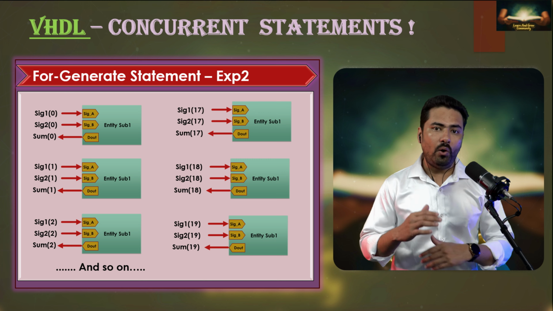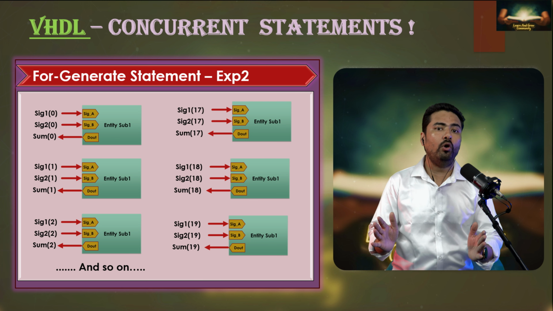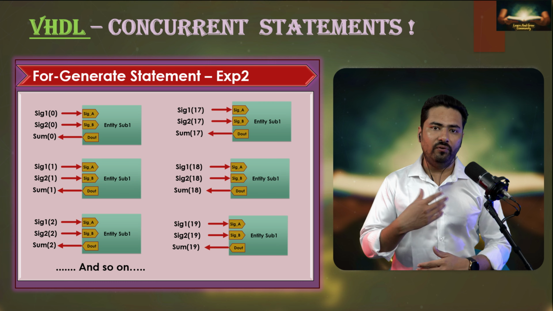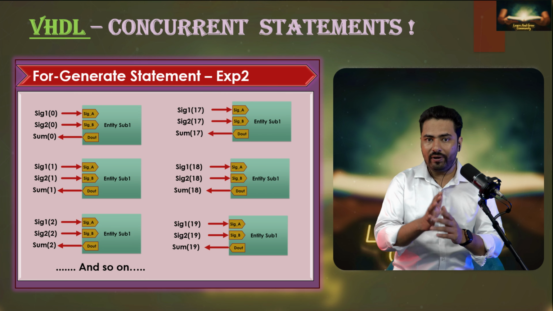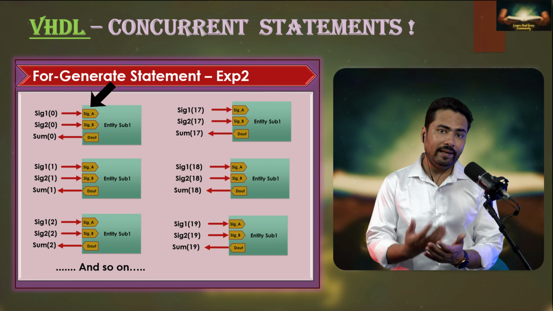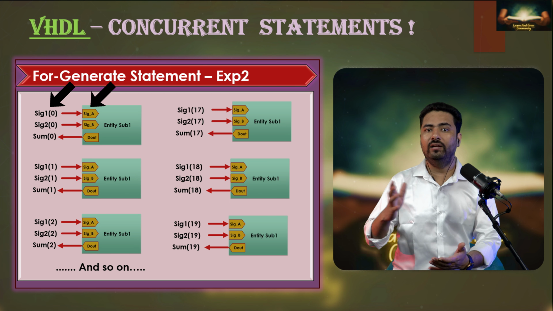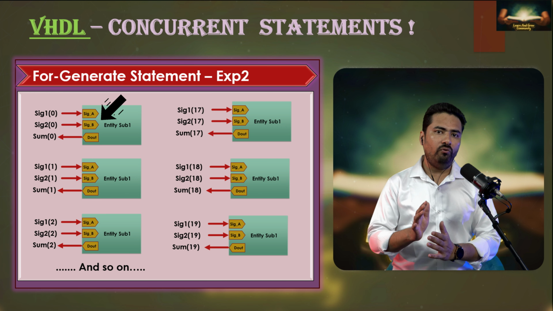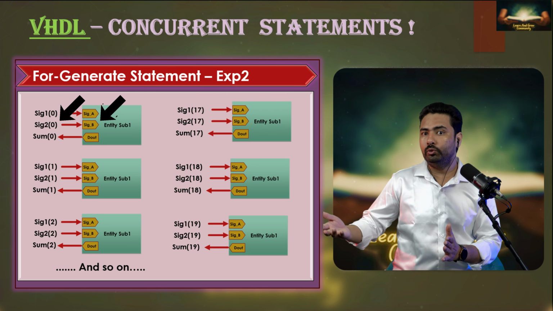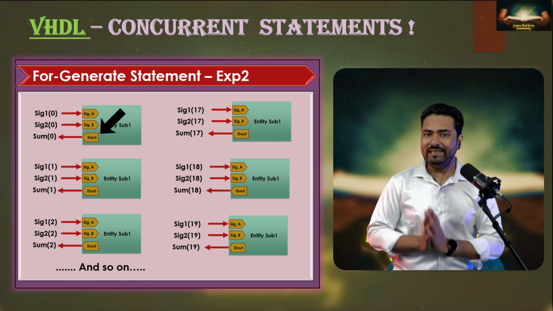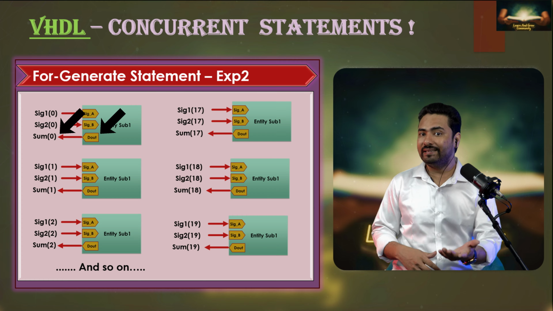Now in this slide, we will see how your code will generate 20 hardware blocks on the device. So for the first iteration, the for generate loop creates the first component instance of entity sub1. Now port sig A of this instance is connected to the element at index 0 of signal 1. Port sig B of this instance is connected to the element at index 0 of signal 2. And port D out of this instance is connected to the element at index 0 of signal sum.